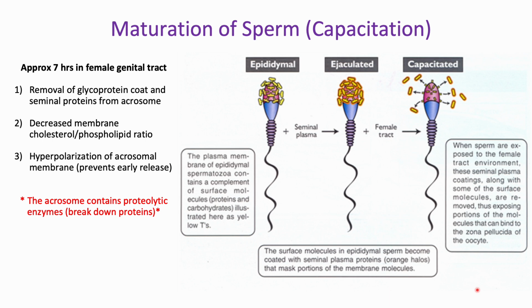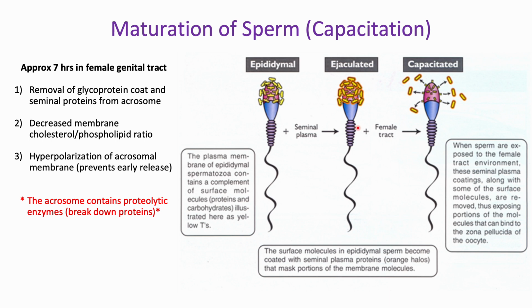So 3 things happen during this capacitation phase. 1, you remove the glycoprotein coat and seminal proteins that are on the acrosome of the sperm. And the acrosome is really the head of the sperm here. There's going to be different enzymes that are going to be contained within that, which we'll talk about later, but these are really proteolytic enzymes that help break down proteins that are surrounding the female gamete to allow for fertilization. So step 1 is removing the glycoprotein coat, which you can see here.